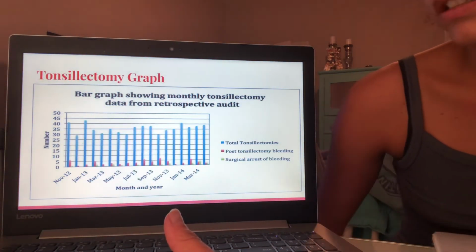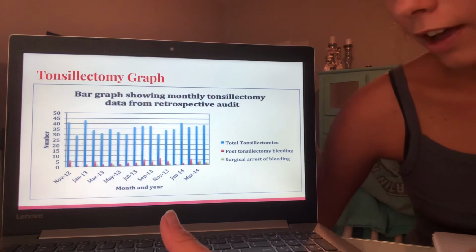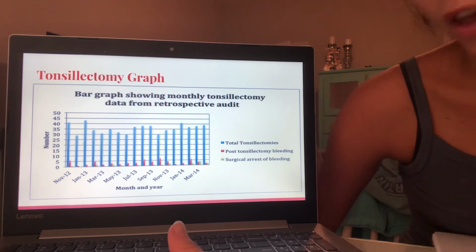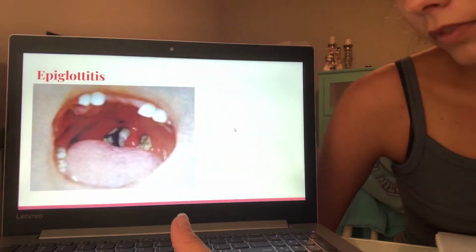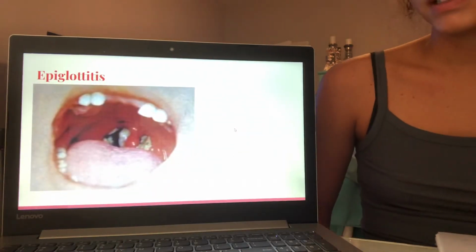And this is a tonsillectomy graph of how many surgeries they did. Next is epiglottitis.